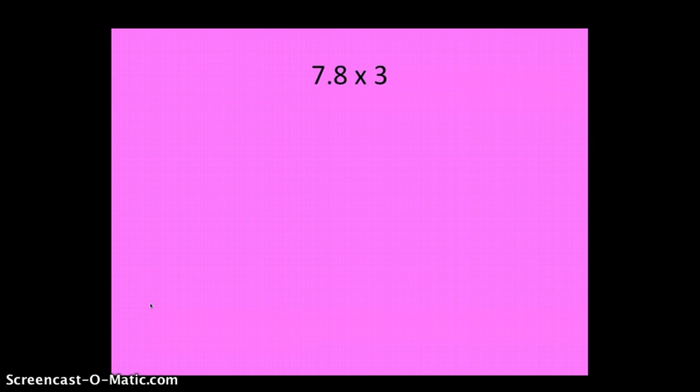First example, we have 7 and 8/10 times 3. So let's write it out. I always like to put the number that has the greatest amount of digits on the top. So let's multiply this like it's a whole number. 3 times 8, we have 24, we carry the 2. 7 times 3 is 21, plus 2 is 23. So we have 2, 3, 4 as the digits to our answer.